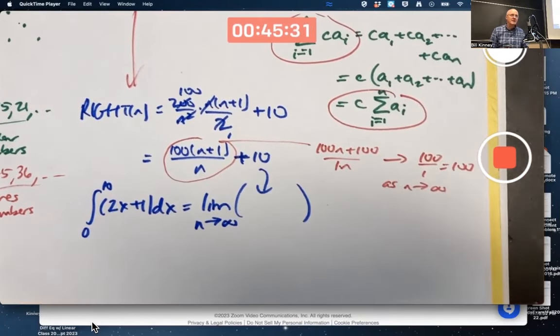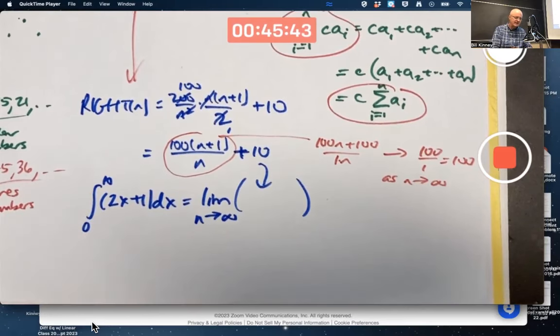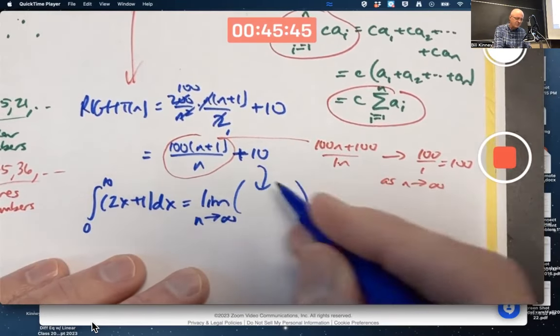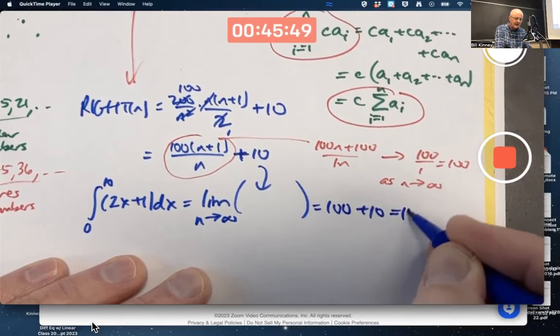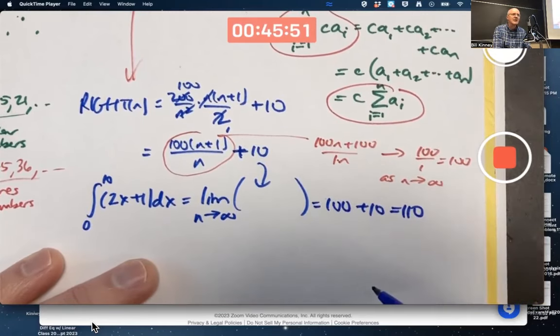Could I also use L'Hopital's rule there? That might feel a little funny since n is a discrete variable instead of a continuous variable, but it does give the right answer, 100. So it looks like the limit is, in the end, then 100 plus 10, 110. Is that right?